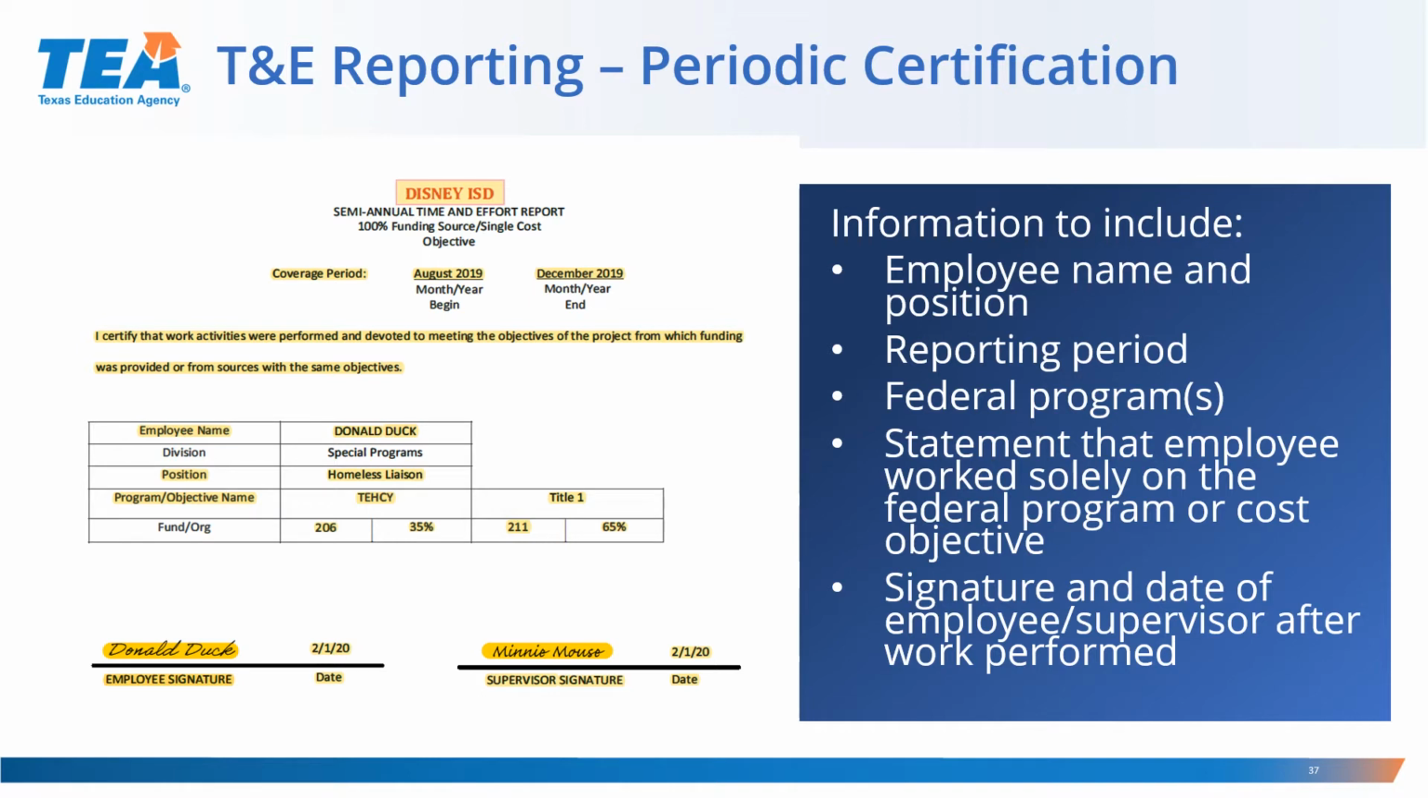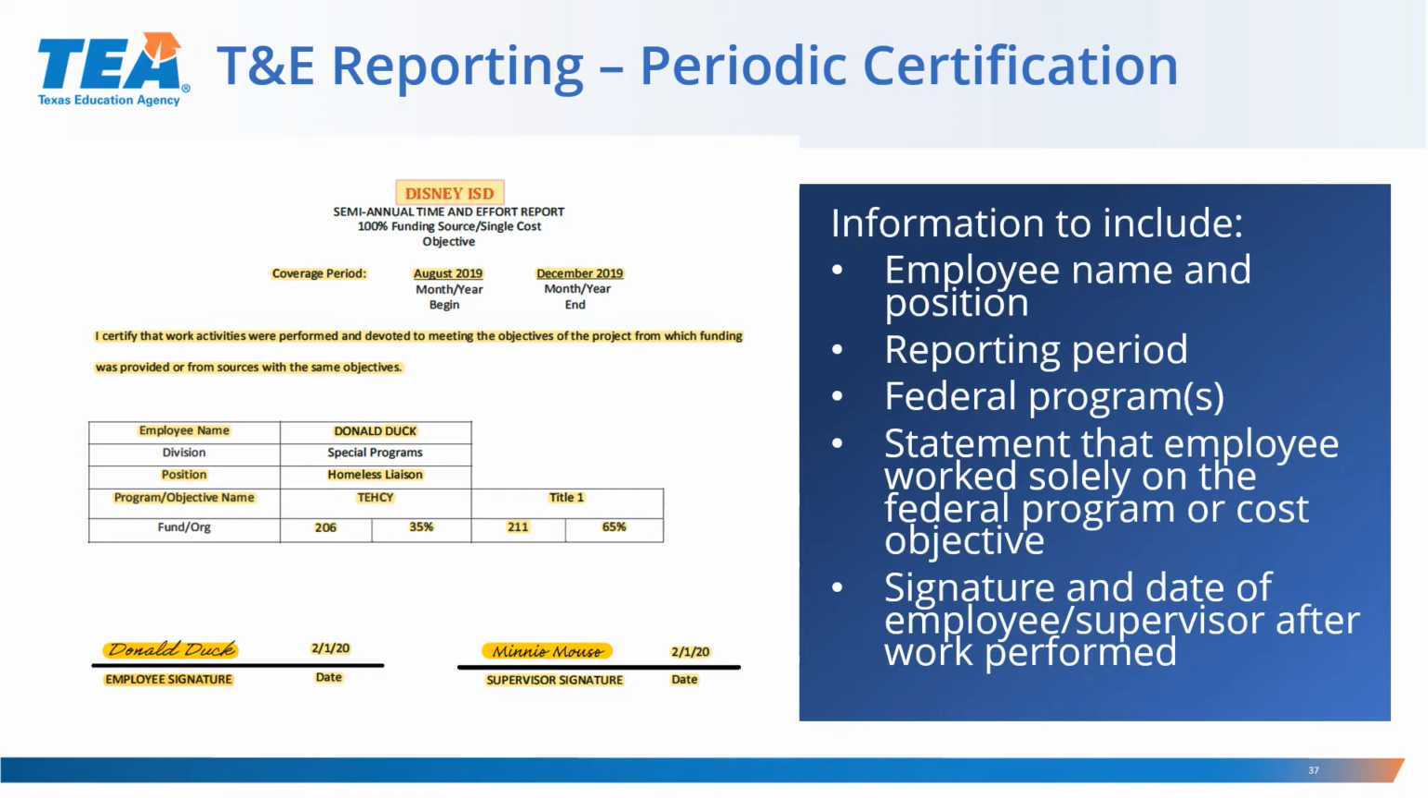The first type of time and effort documentation we're going to look at is a periodic certification. If an employee works solely on a single federal award or cost objective, then charges for that employee's salary and wages should be supported by a periodic certification. The key to determining whether an employee is working on a single cost objective is whether that employee's salary and wages could be supported in full from the federal award alone, or if a portion of the employee's salary is also paid with non-federal funds or another federal award.